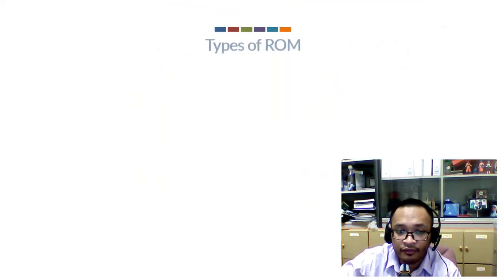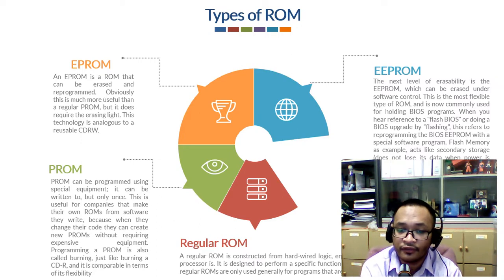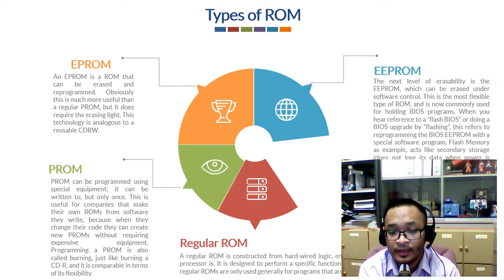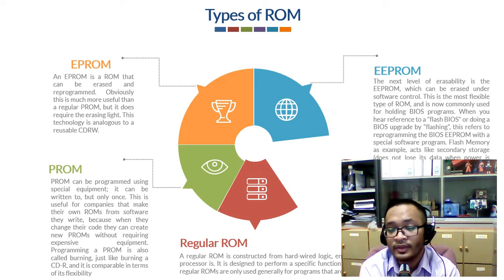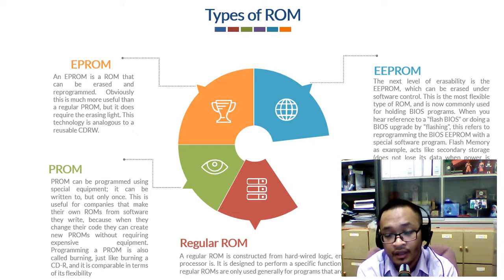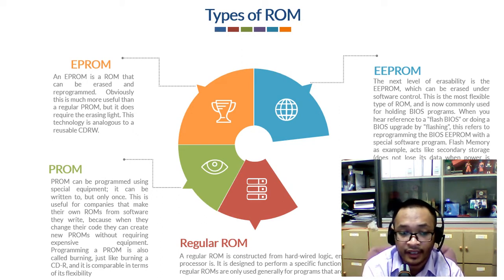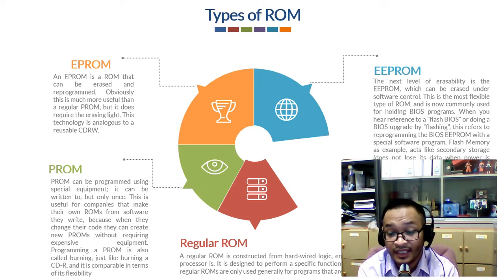So basically we have four types of ROM. The first category is regular ROM. Regular ROM usually comes from the manufacturer, and we cannot change the content that resides within the ROM. An example is the CD-ROM. The second category is PROM, programmable read-only memory. It can be programmed but only once. It is usually used to support certain hardware.